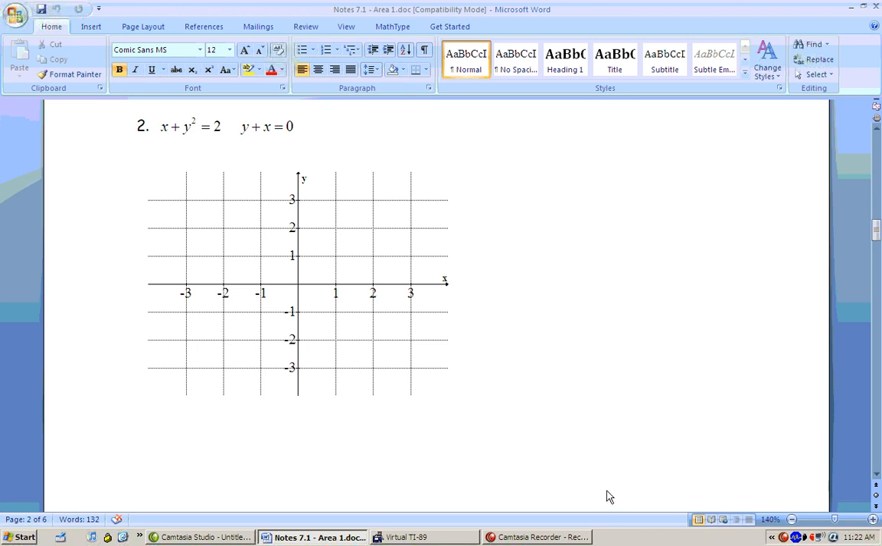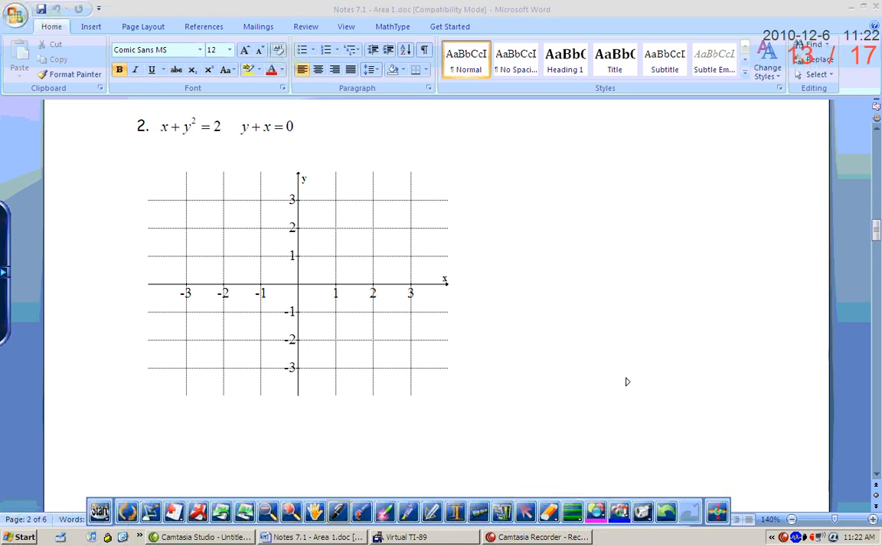Okay, number 2. We just have 2 equations here, so that's kind of nice. I'm going to start with the second one, y equals negative x, just because that looks a little easier to me. All right, x plus y squared equals 2. So y squared equals 2 minus x. So y equals plus or minus the square root of 2 minus x.